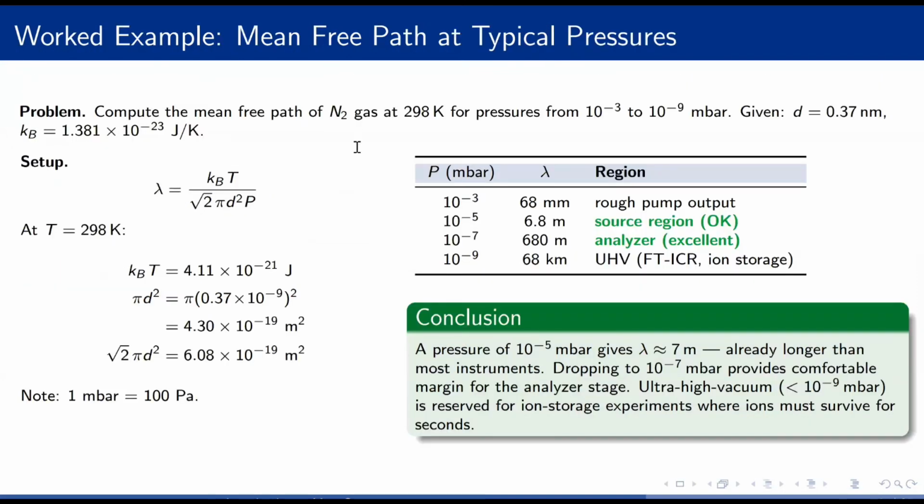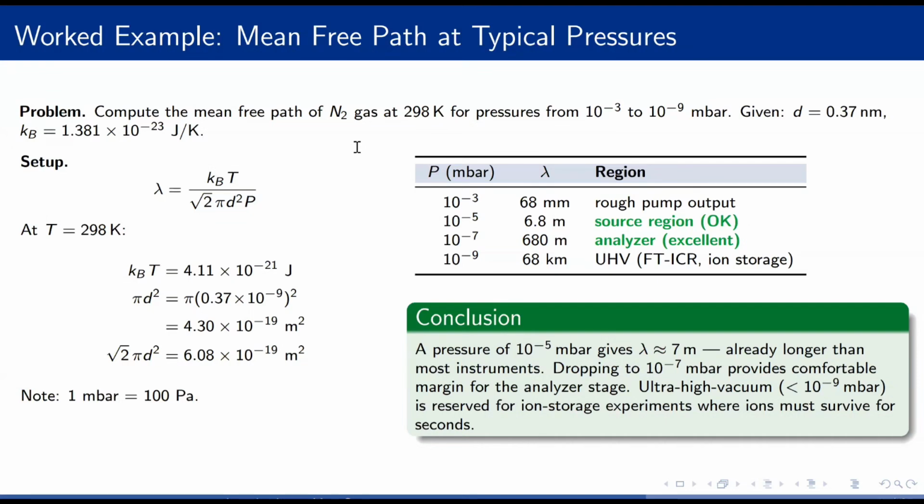Let's work through the mean free path calculation so you can see the numbers. We want the mean free path of nitrogen gas at room temperature. Nitrogen, because air is mostly nitrogen and it's the dominant residual gas. The collision diameter of nitrogen is about 0.37 nanometers. 298 Kelvin is room temperature, and we'll compute lambda at 4 different pressures spanning the range of interest.